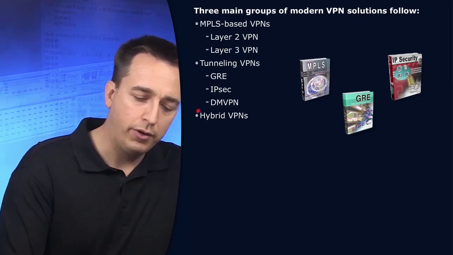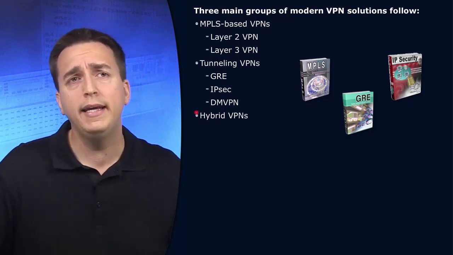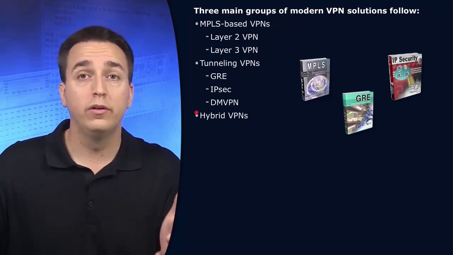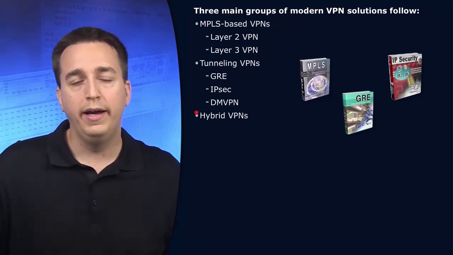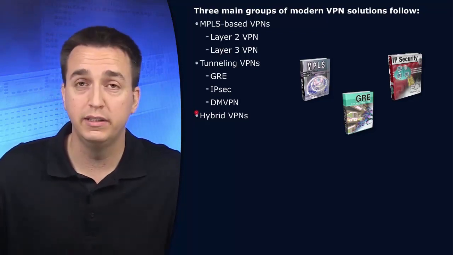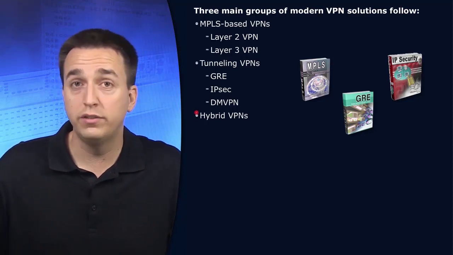And then we have our hybrid approach. All the hybrid approach is taking, for example, your MPLS layer 2 or layer 3 VPN solution and laying over top of it a dynamic multi-point VPN as an example. Now, why would you want to do that? Trust reasons.